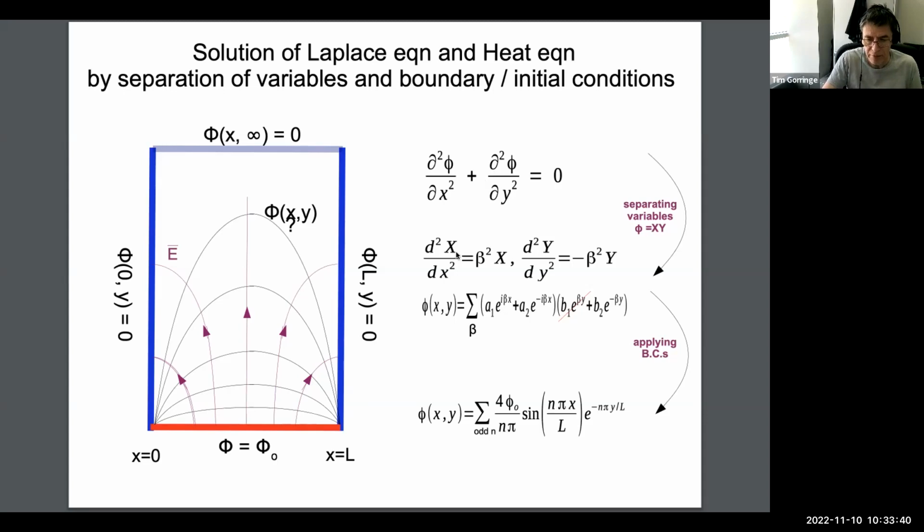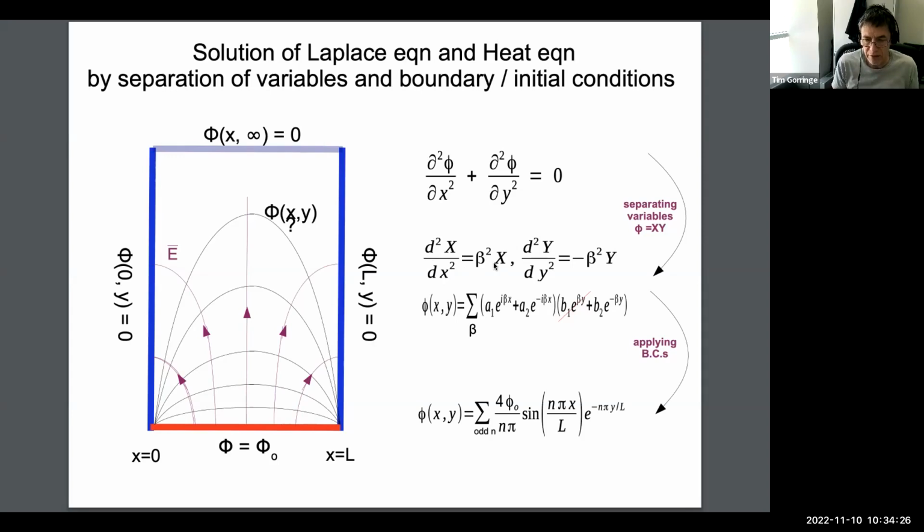I plugged that in, and that allows you to pull this partial differential equation into 2 halves. One half only depends on the function of x. The other half only depends on the function of y. And those 2 halves have to be equal and opposite. If they're equal and opposite, I can assign their values to be equal to some constant. I called it beta squared here. And so that's the procedure for decomposing the partial differential equation into two ordinary differential equations. And here they are.